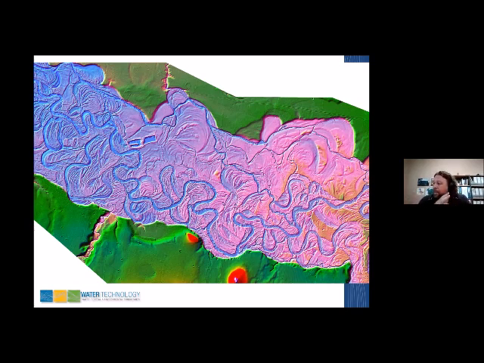And so you can sort of see that if we intervene on that river system in one particular way, there's a lot of complex processes at play that influence what can happen and what we see moving forward.